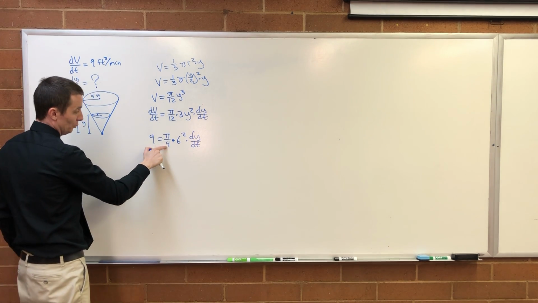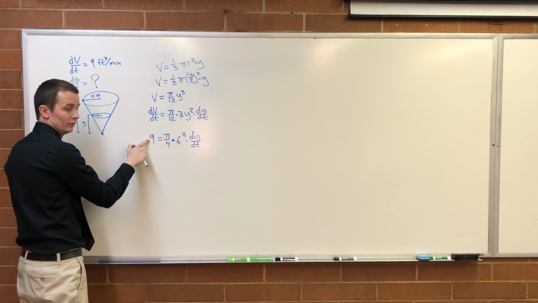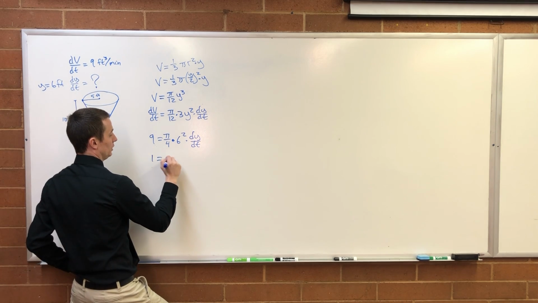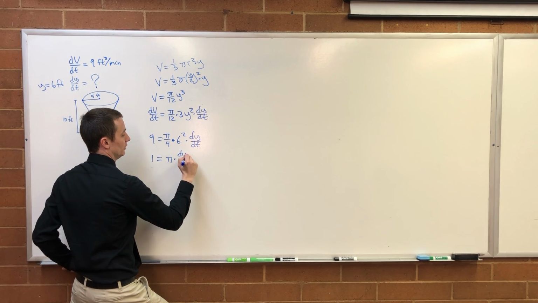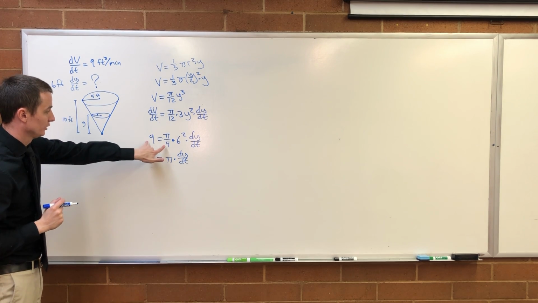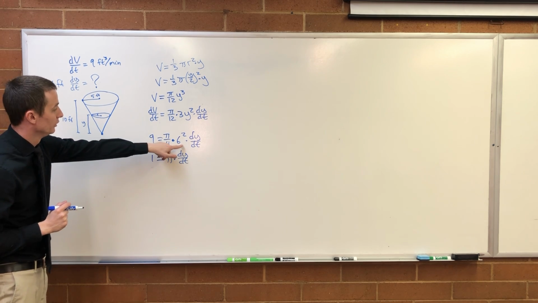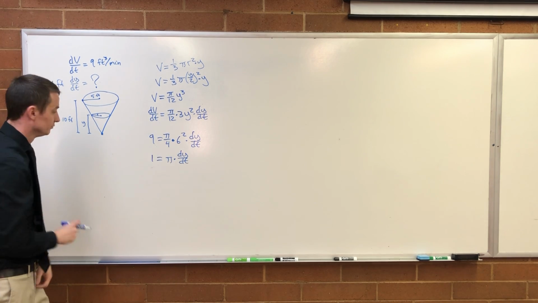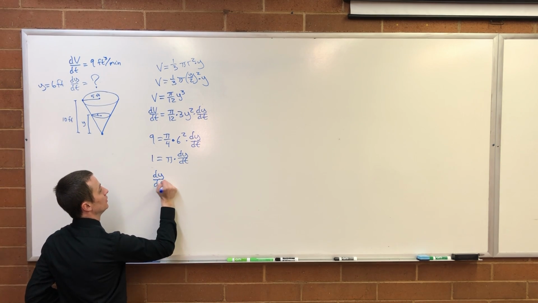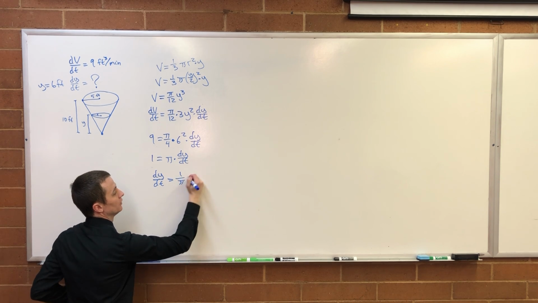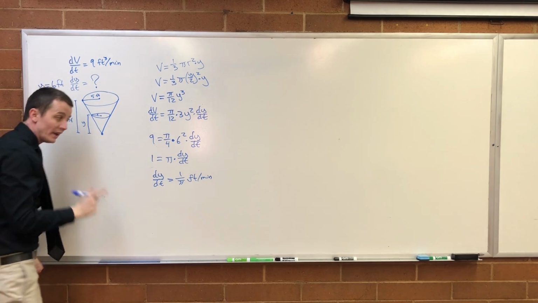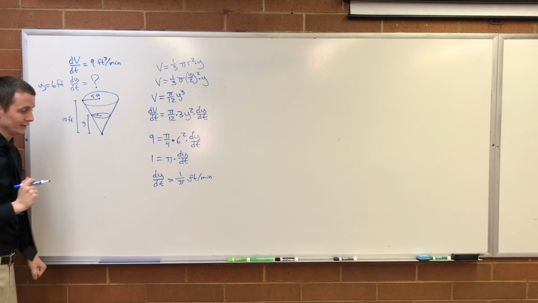Let's see. Multiply 9 by 4 makes it 36. But then divide both sides by 6 squared, which is 36. So I'm going to get 1 is equal to pi times dy/dt. Follow that? Yeah. 9 times 4, when I multiply both sides by 4, 9 times 4 is 36. Then divide both sides by 6 squared, which gives me 1. So, dy/dt is equal to 1 over pi feet per minute. That is the rate at which the water level is rising.